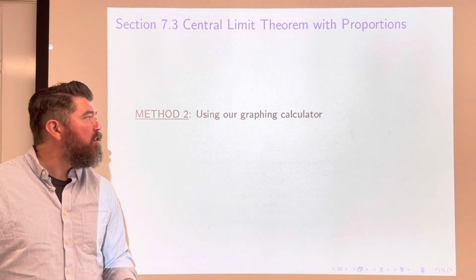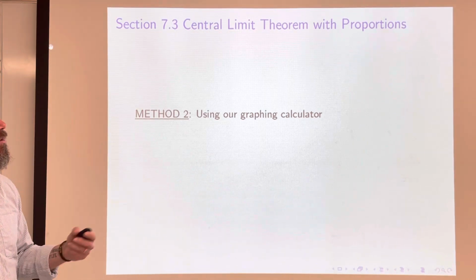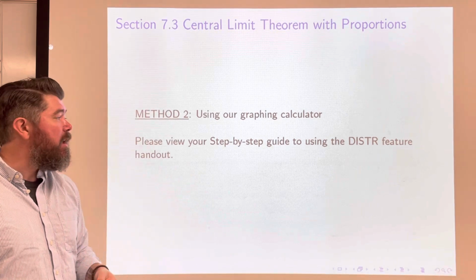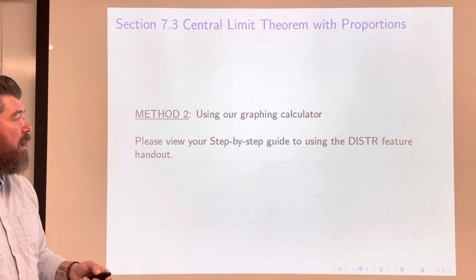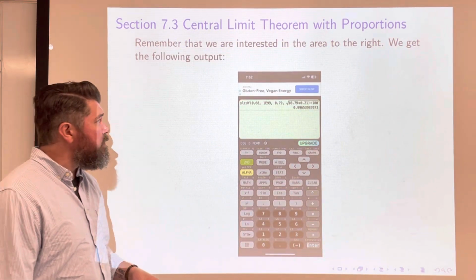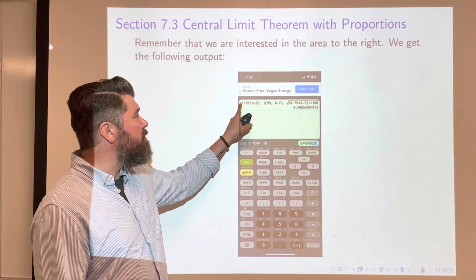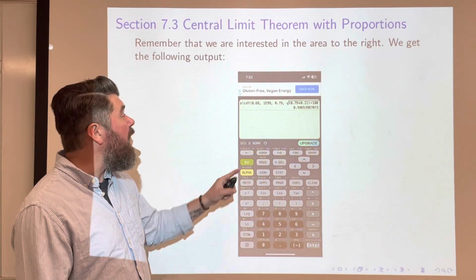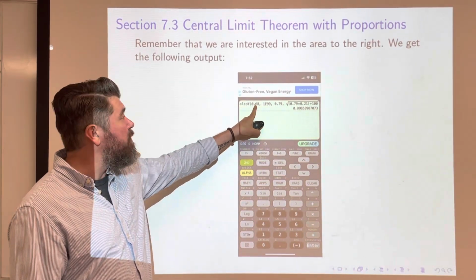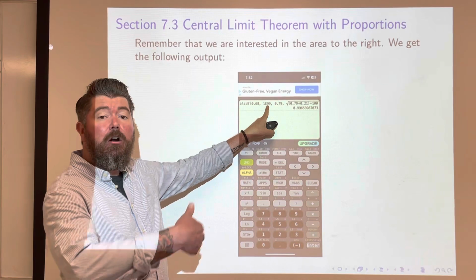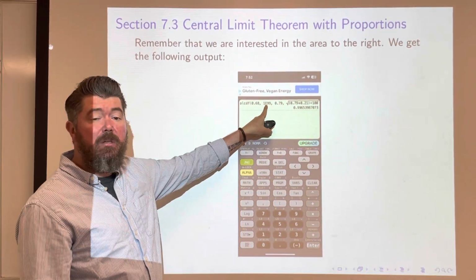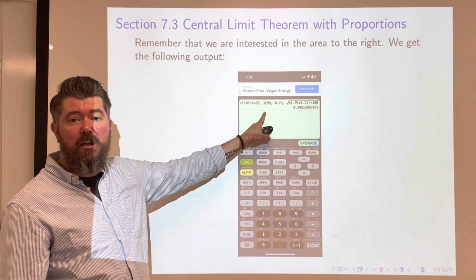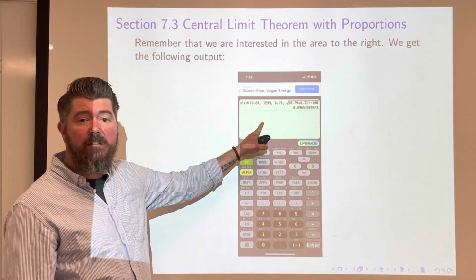Now, if we use our graphing calculator, we can do this calculation directly. And again, please review your step-by-step guide found in our Canvas course. So now we want to use our normal CDF, and since it's an area to the right, we're starting at the value 0.68, and our right endpoint is going to be 1 times 10 to the 99th. Remember, this is our notation for scientific notation.